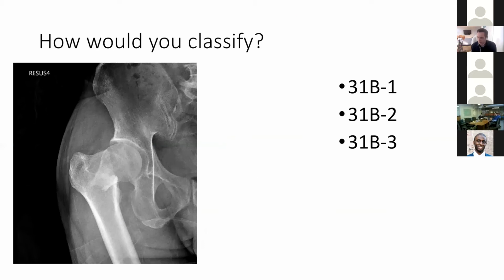Okay, anyway, one thing we're going to try to do to get you more engaged is to ask some polling questions. This is very high level Zooming for me. So I'm going to launch this poll, and the question is: how would you classify this fracture? Is it a 31B or femoral neck, type 1, type 2, or type 3? You have 30 seconds to engage with this question.